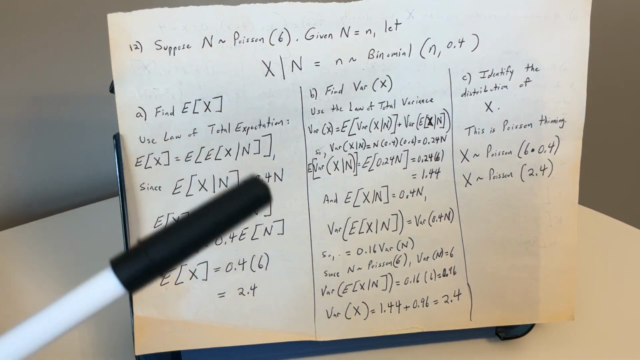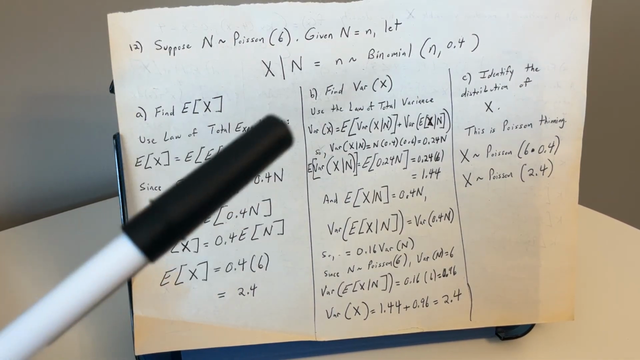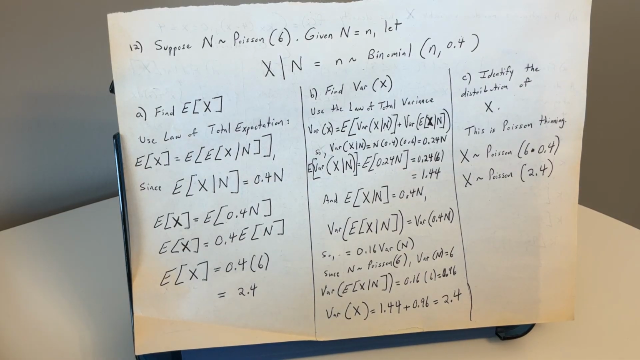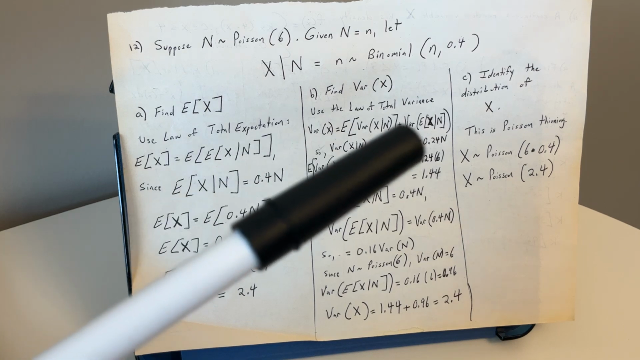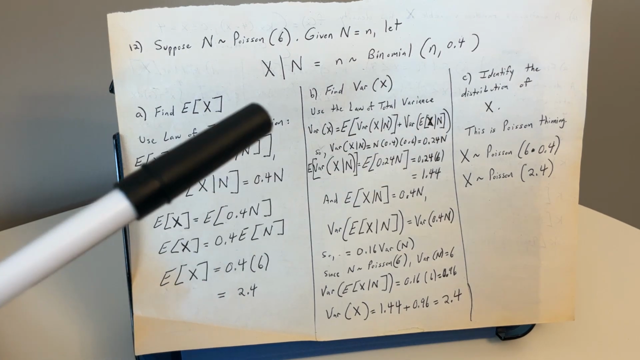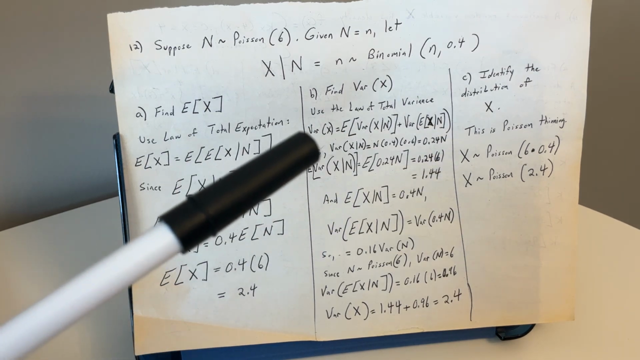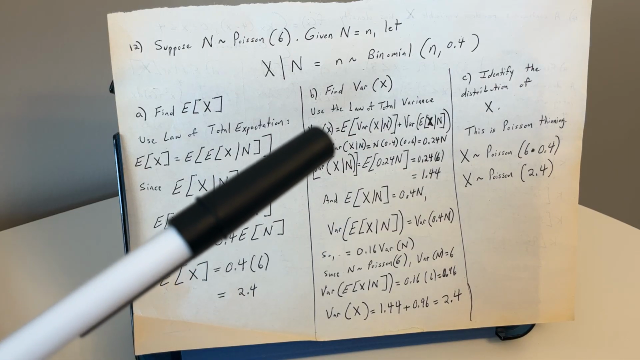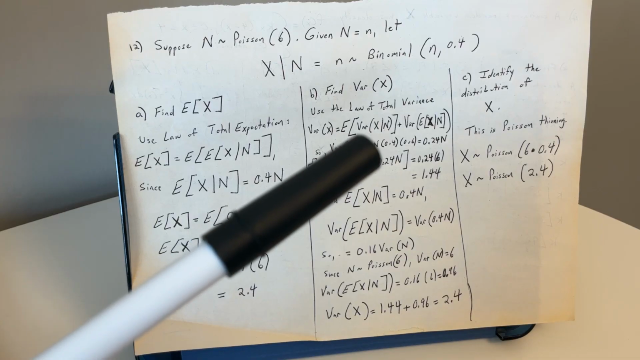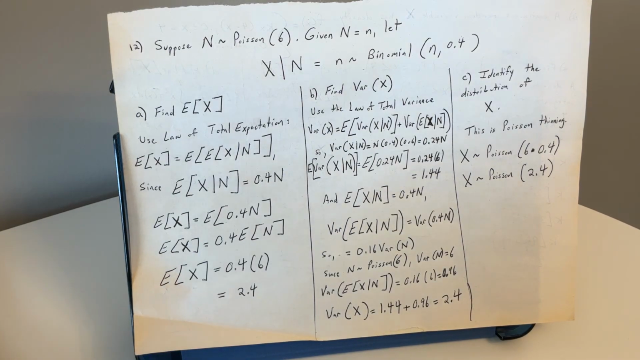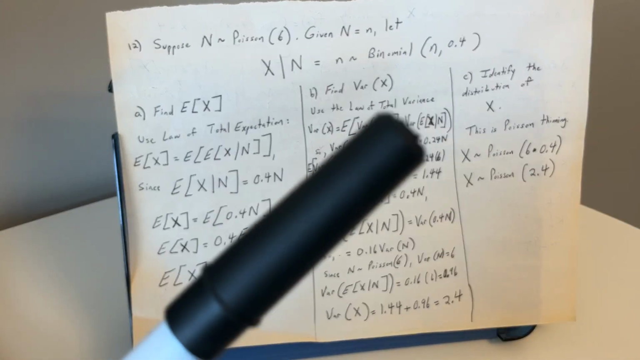Part B, find the variance of X. So for this, we use the law of total variance. Here's the law of total variance here. I won't read it out. It's a little wordy, but you've probably seen it before a bunch of times. So the variance of X given N, just substitute, would be n times 0.4 times 0.6. That's going to give you 0.24n.